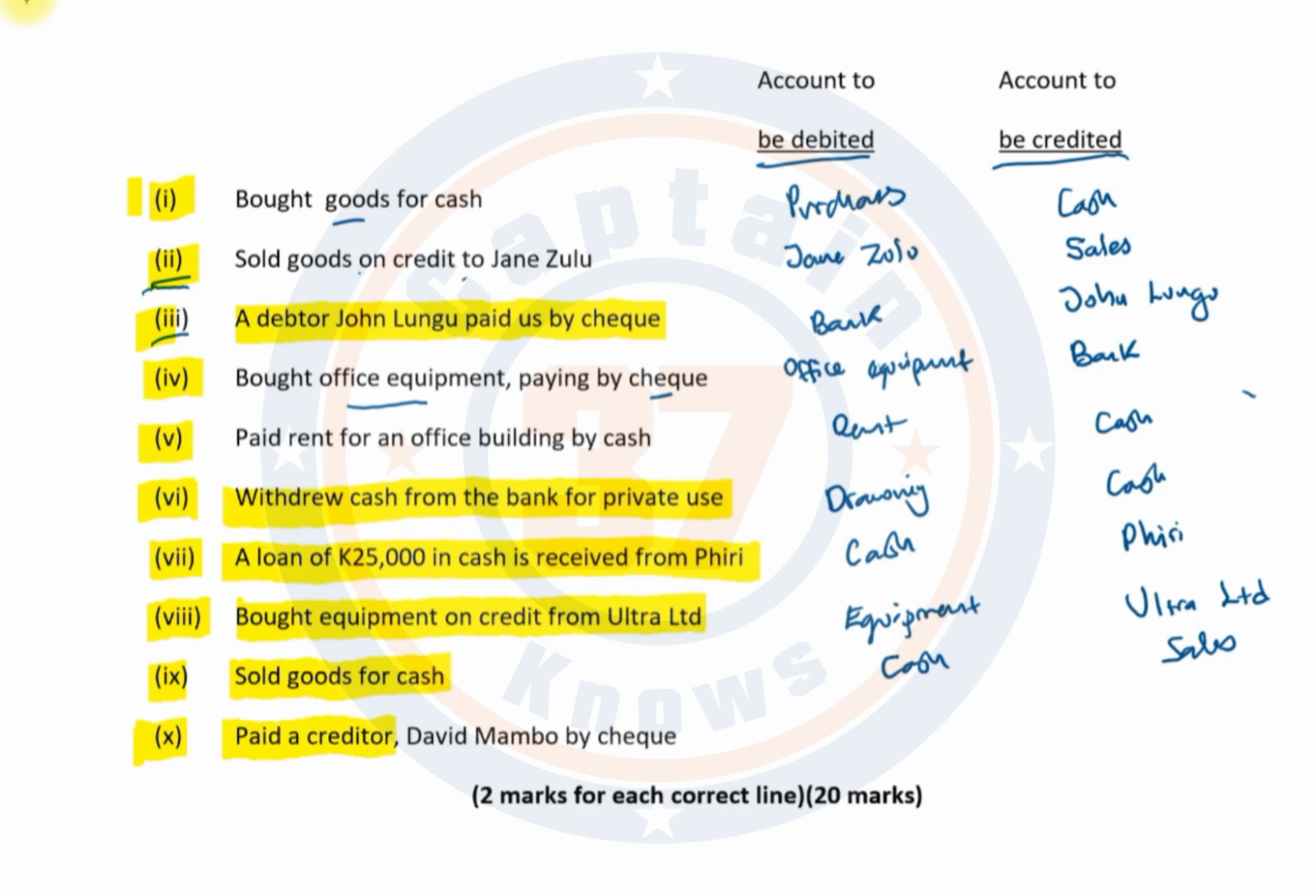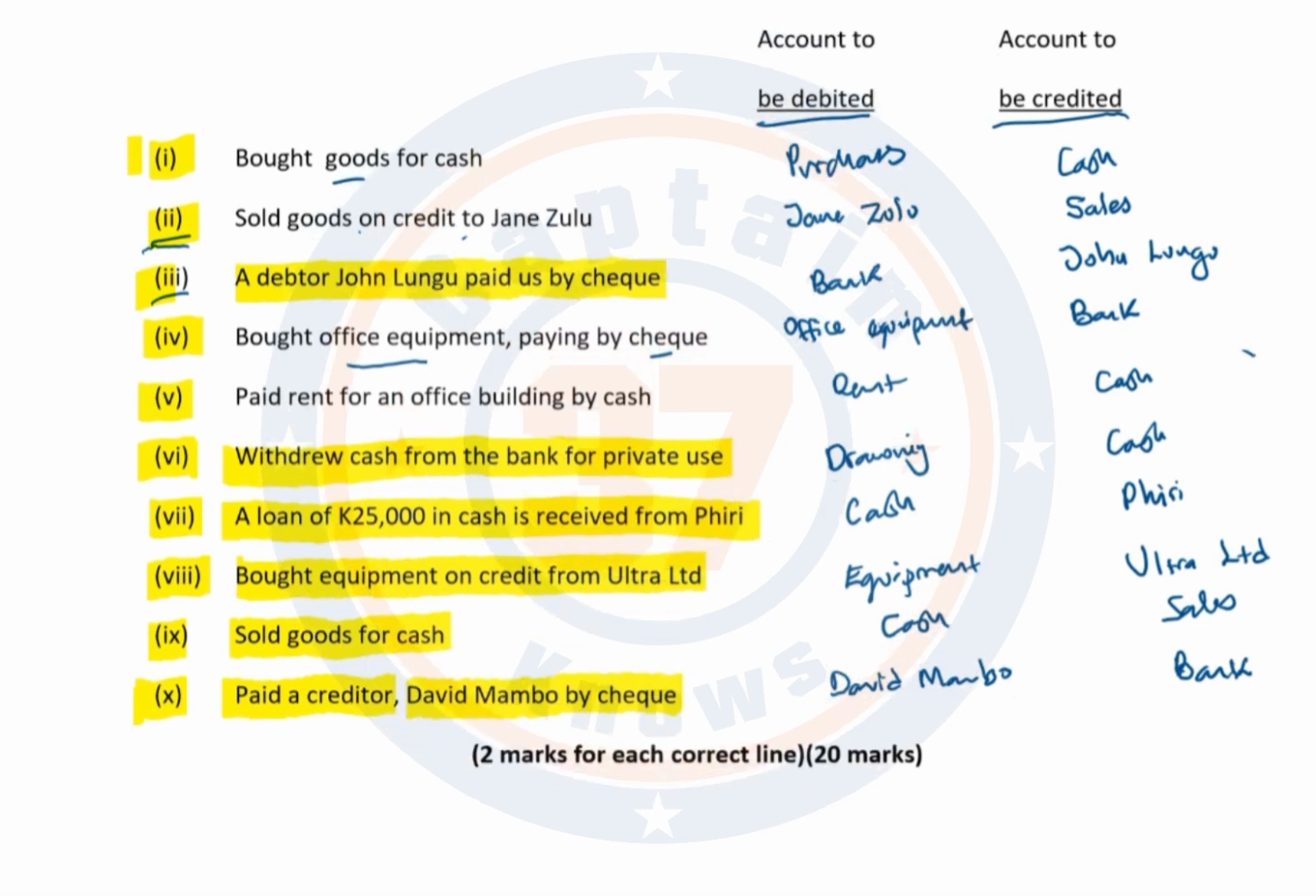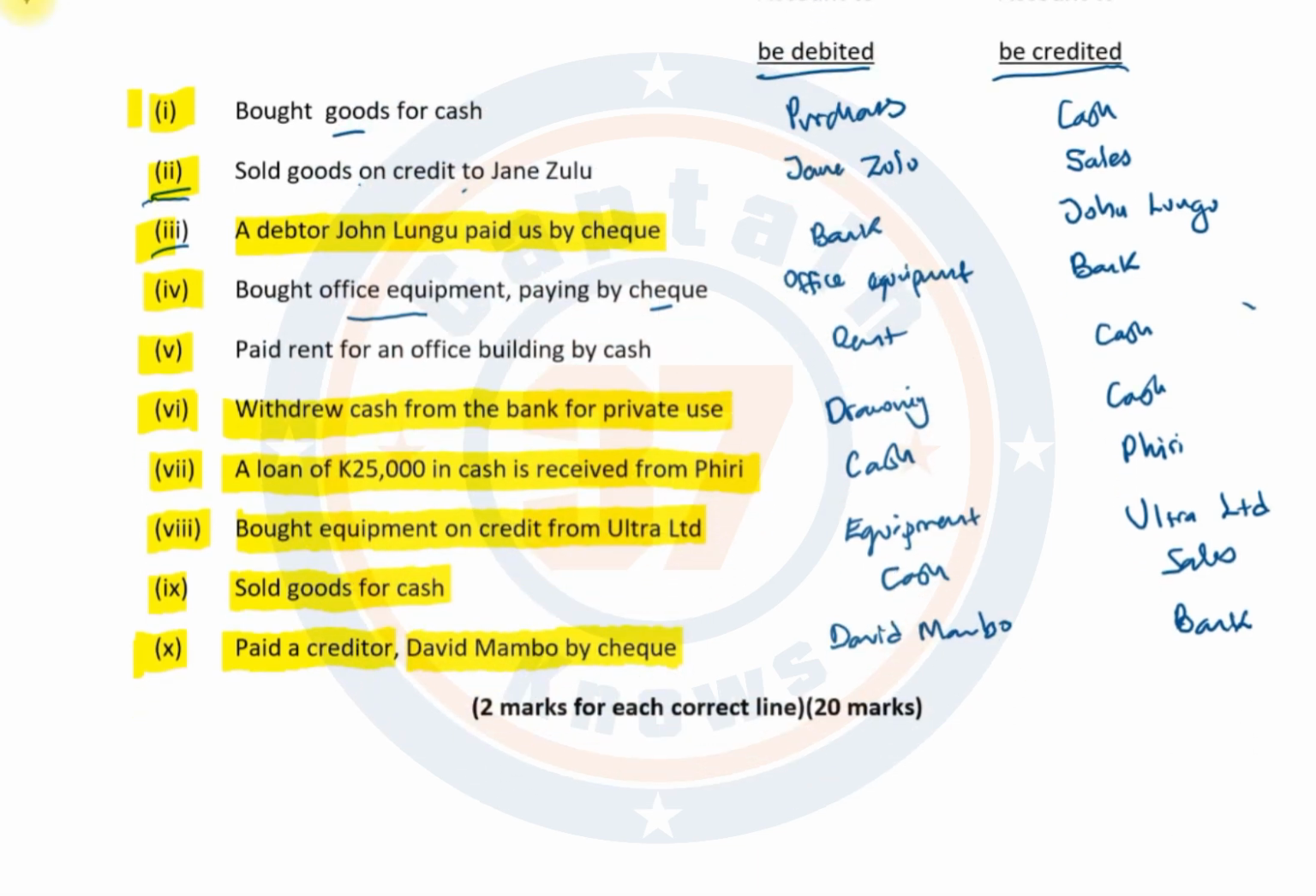Number 10. Paid a creditor. Remember that a creditor is someone we owe money. So paid a creditor, David Mambo, by check. This creditor is receiving, right? So what do we write? We are going to write David Mambo. And he's receiving through the bank since he's receiving a check. And that's all you need to do, and you will get your 20 marks.